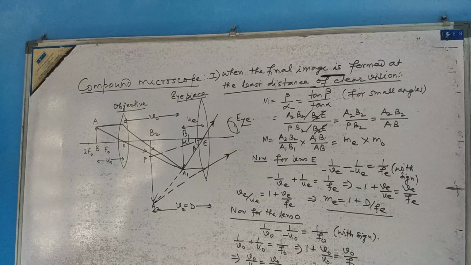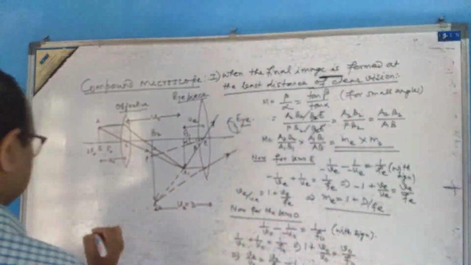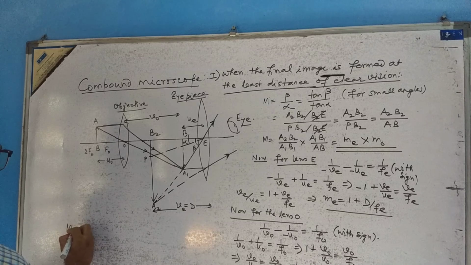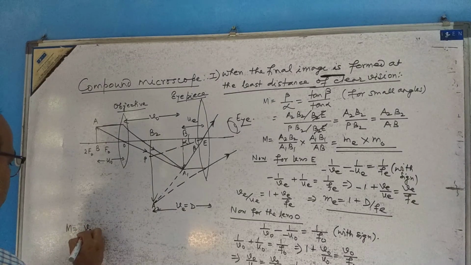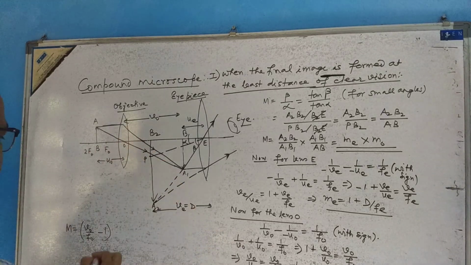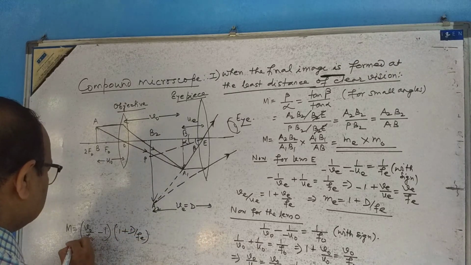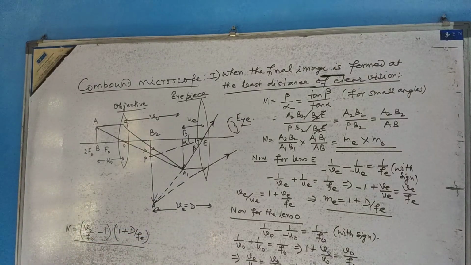Then what is our final expression? How can we write our final expression? So final expression here, I am again going back to this. Then we can write M should be equal to, I can write here, VO by FO minus 1 for MO and 1 plus D by FE. VO by FO minus 1 into 1 plus D by FE.